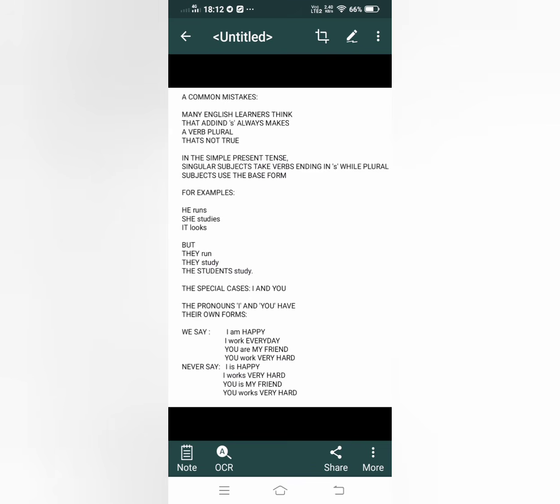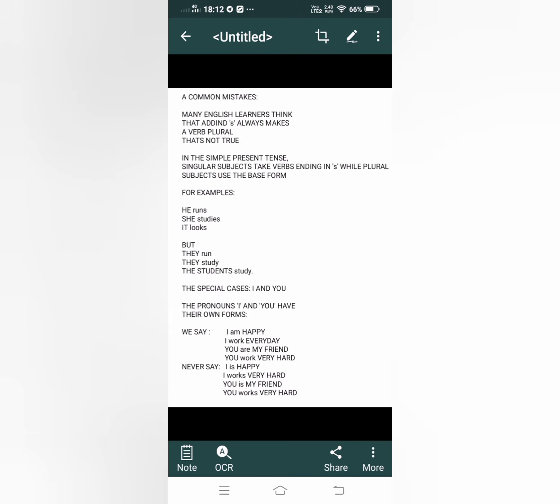A common mistake. Many English learners think that adding s always makes the verb plural. That's not true. In the simple present tense, singular subjects take verbs ending in s, while plural subjects use the base form. For example, he runs, she studies, it looks. As we can see, all the subjects are singular, so the verb ends with s.